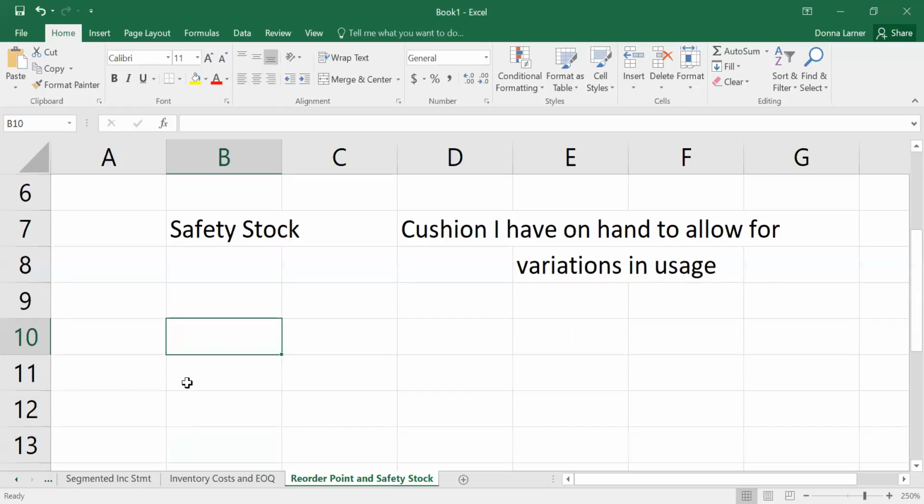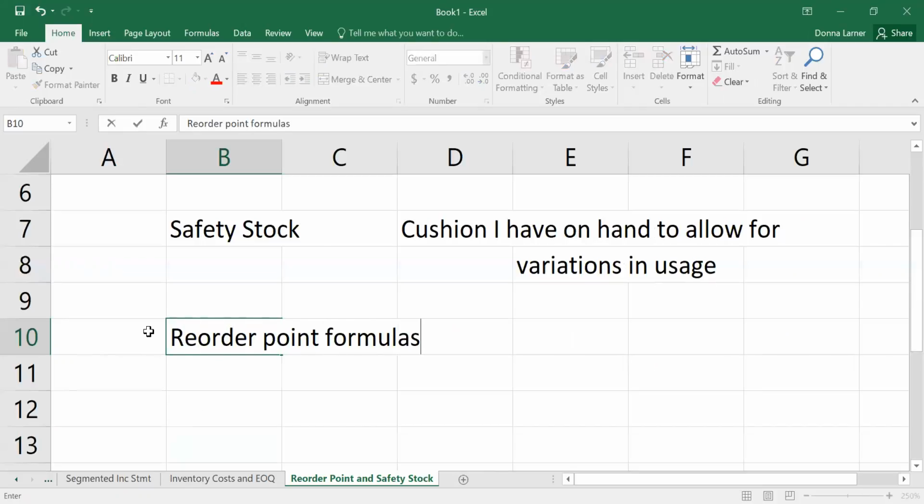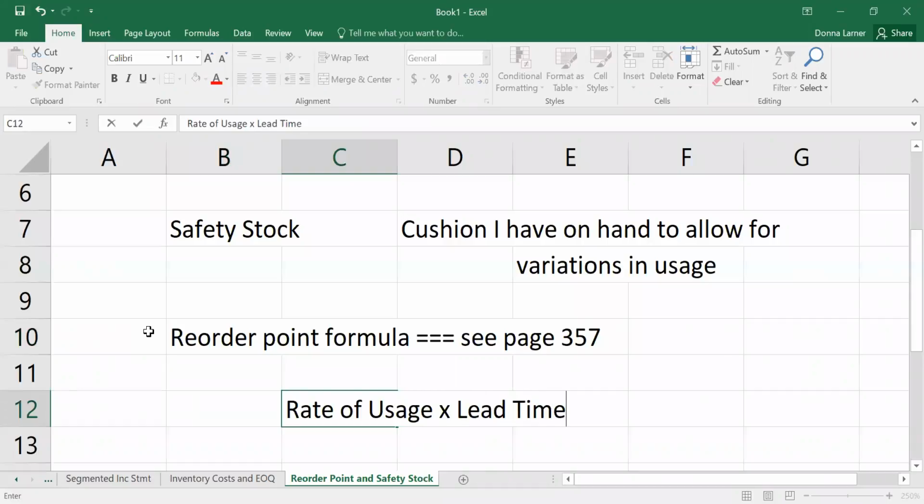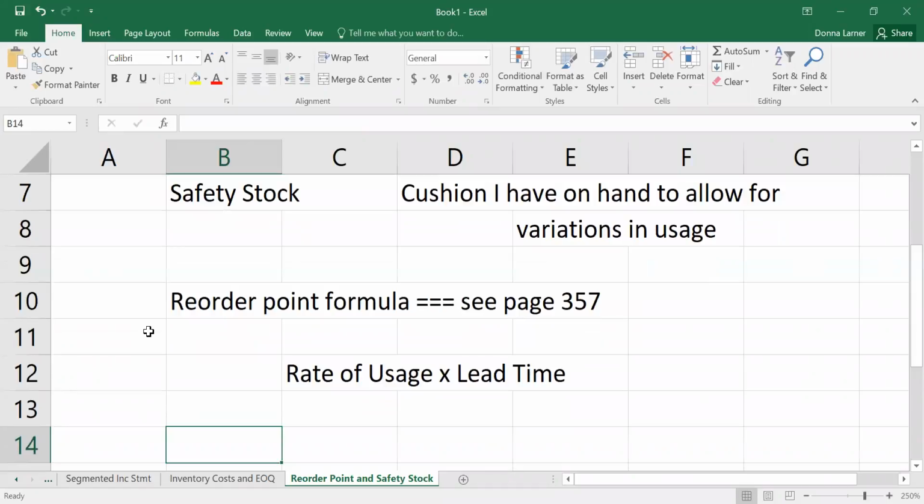So for the formulas for reorder point and safety stock, you're going to want to look at page 357. Formula is the rate of usage times lead time. Lead time is how long does the order take to get to me.